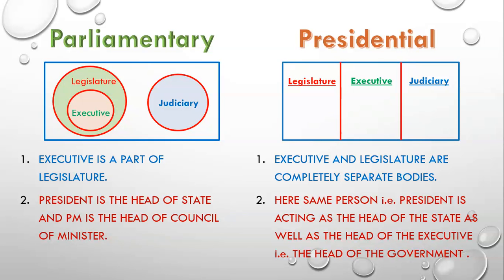That's why, friends, the President is called the de jure head of India. De jure head means the President is the nominal head, the head for namesake, with all the powers for namesake. But the Prime Minister is called the de facto head of India. De facto head means the real head, the one who has the real powers.